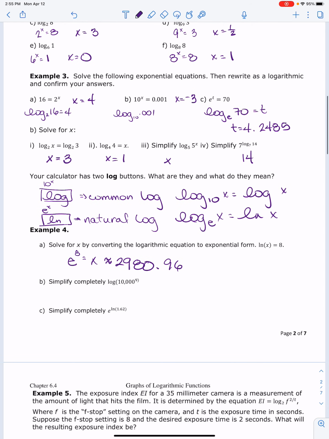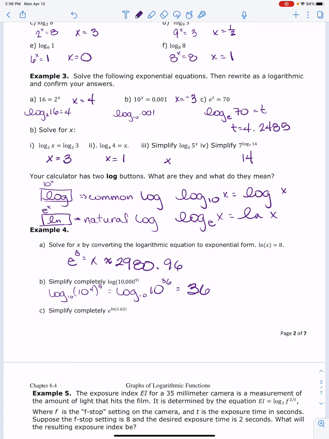B, we have log of 10,000 to the 9th. That's the common log, so that's log base 10. However you want to think about that, I can write it as log base 10 of 10 to the 4th to the 9th, which is log base 10 of 10 to the 36. That gives us 36.